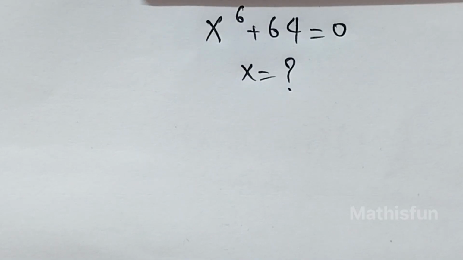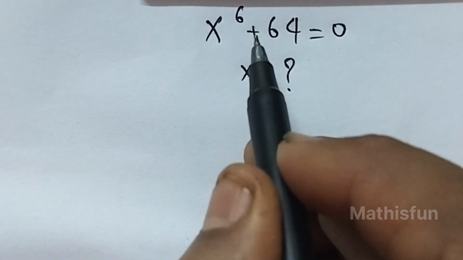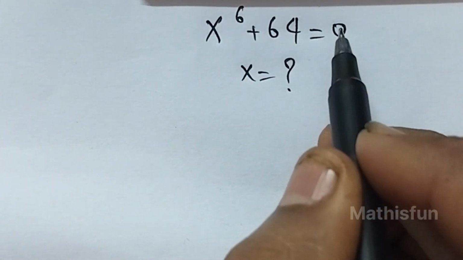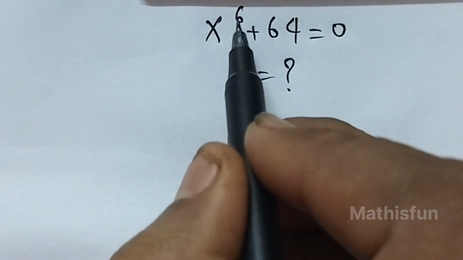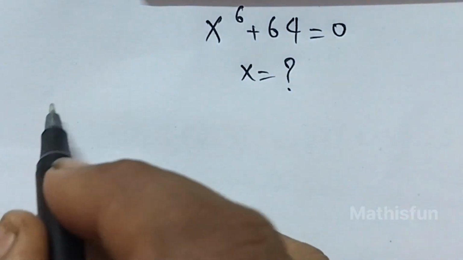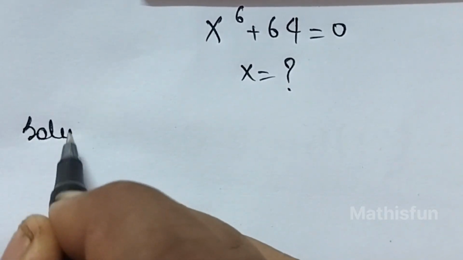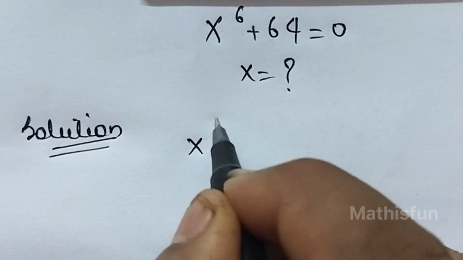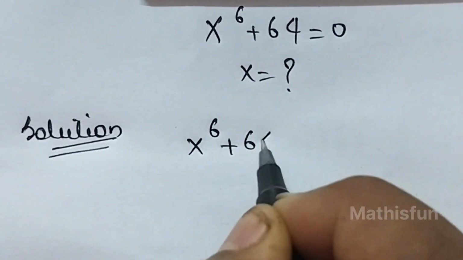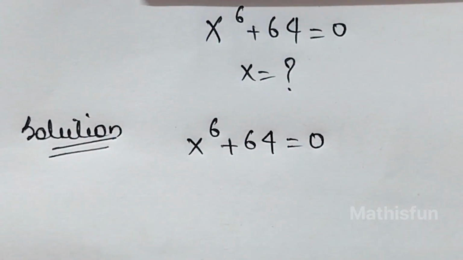In today's video we are going to solve an equation: x to the power 6 plus 64 is equal to 0. In this equation we will get 6 values of x. So let's start our solution. Our equation is x to the power 6 plus 64 is equal to 0.